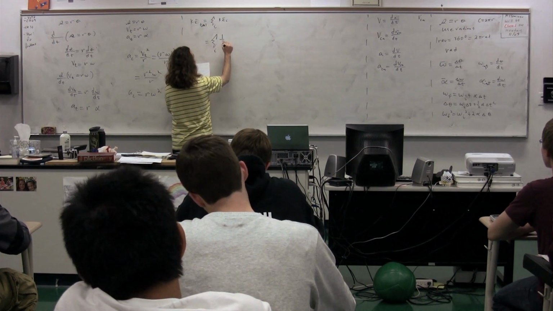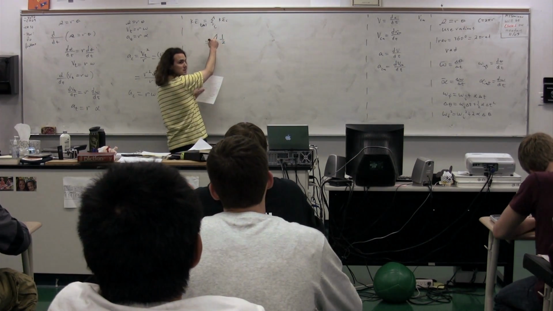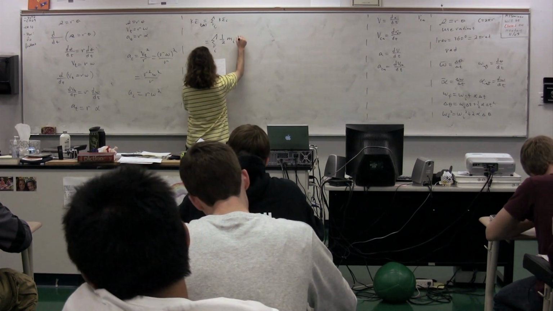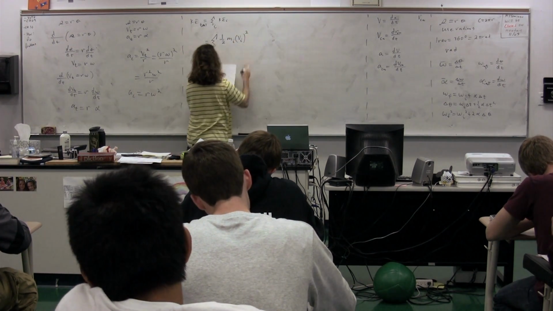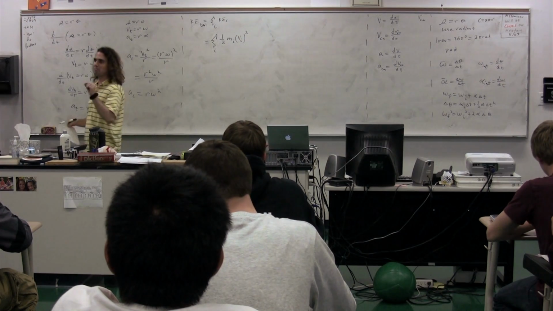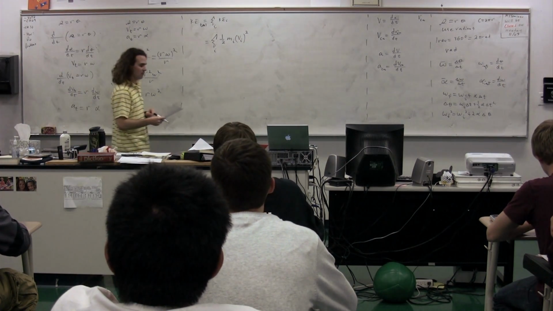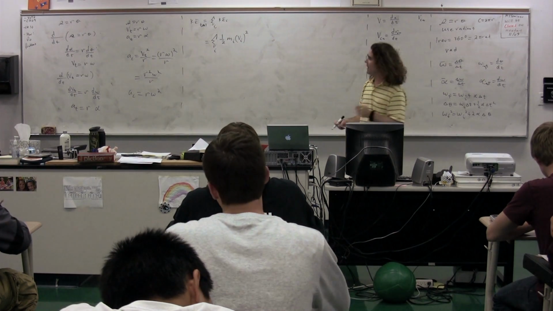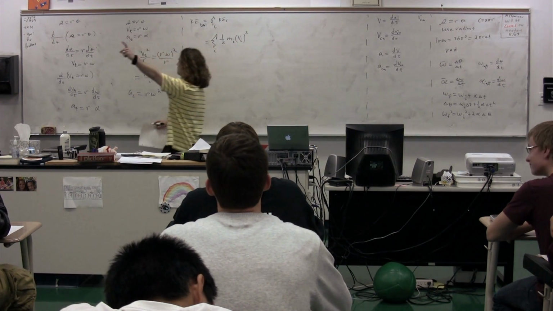Is that a sum or is that negative? That's a sum, sigma, 1/2 m_i v_i squared. Again, because what we're talking about is the mass of these pieces and the velocity of each one of these pieces.